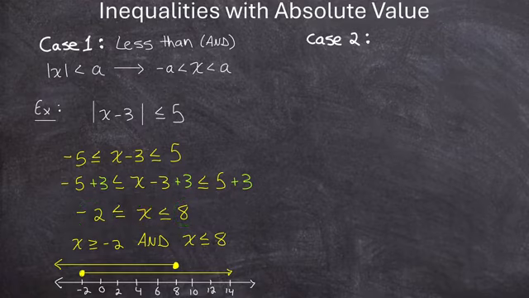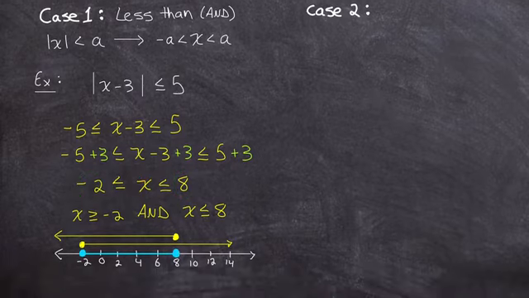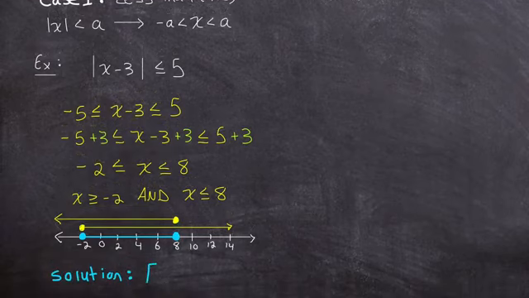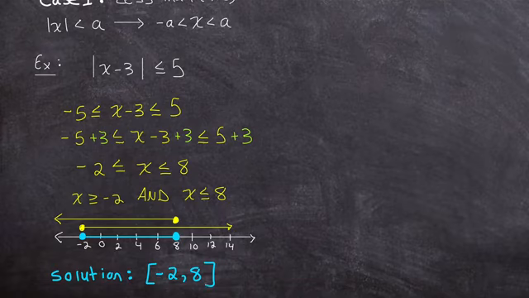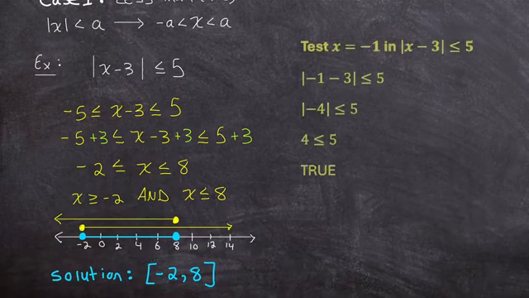And I can show that overlap on the number line, which makes my final solution the interval of x values between negative 2 and 8, including negative 2 and 8, which is why I've put square brackets at both negative 2 and 8. Picking any test value between negative 2 and 8, so for example, negative 1, if I sub that in for this x, I would get the absolute value of negative 4 being less than or equal to 5. And the absolute value of negative 4 is 4, and 4 is less than or equal to 5.